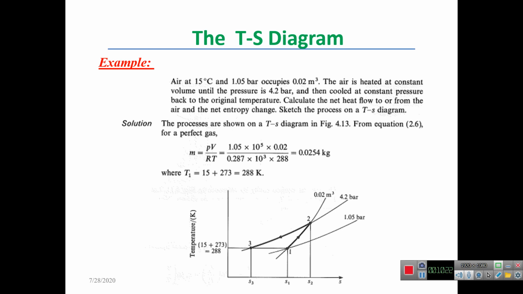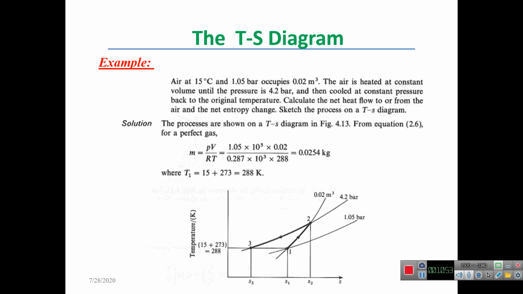Now the air, after reaching state 2 at the pressure of 4.2 bar, is then cooled at constant pressure back to the original temperature between state 2 and state 3. Now it is shown on the diagram. As you can see, at state 3 the temperature is the same as in state 1. So T3 is equal to T1, which is equal to 15 degrees centigrade. That is 15 degrees centigrade plus 273, which gives us 288 degrees Kelvin.